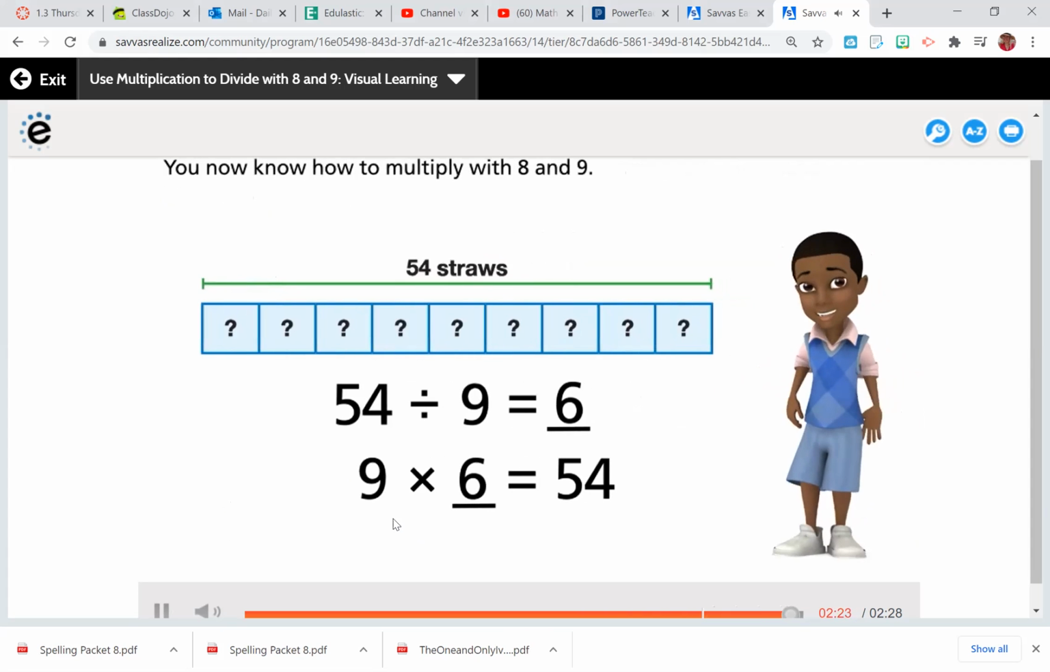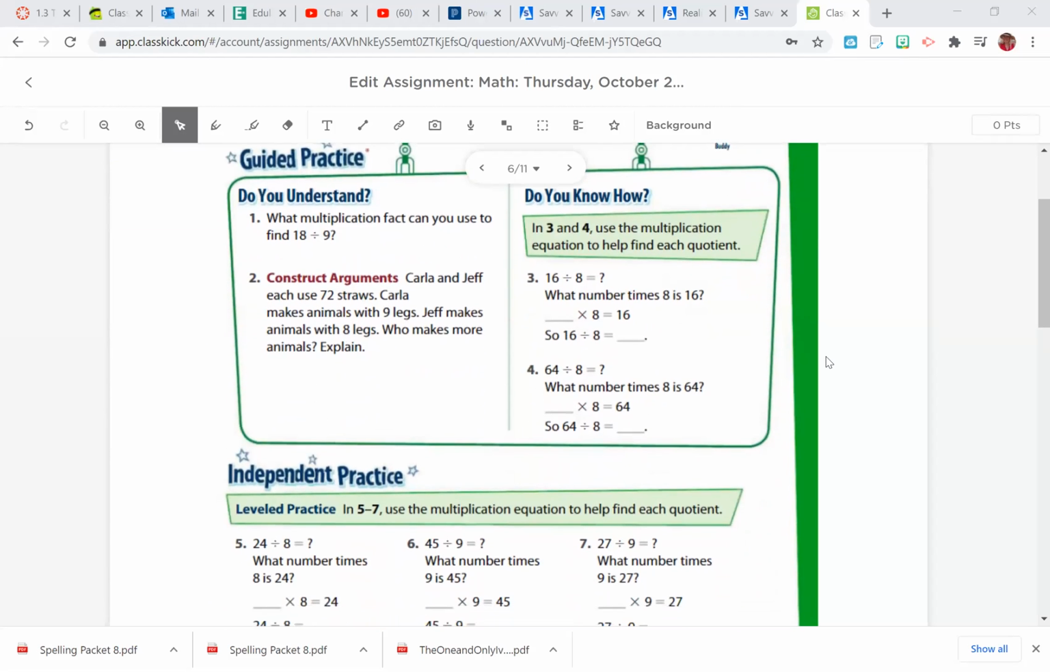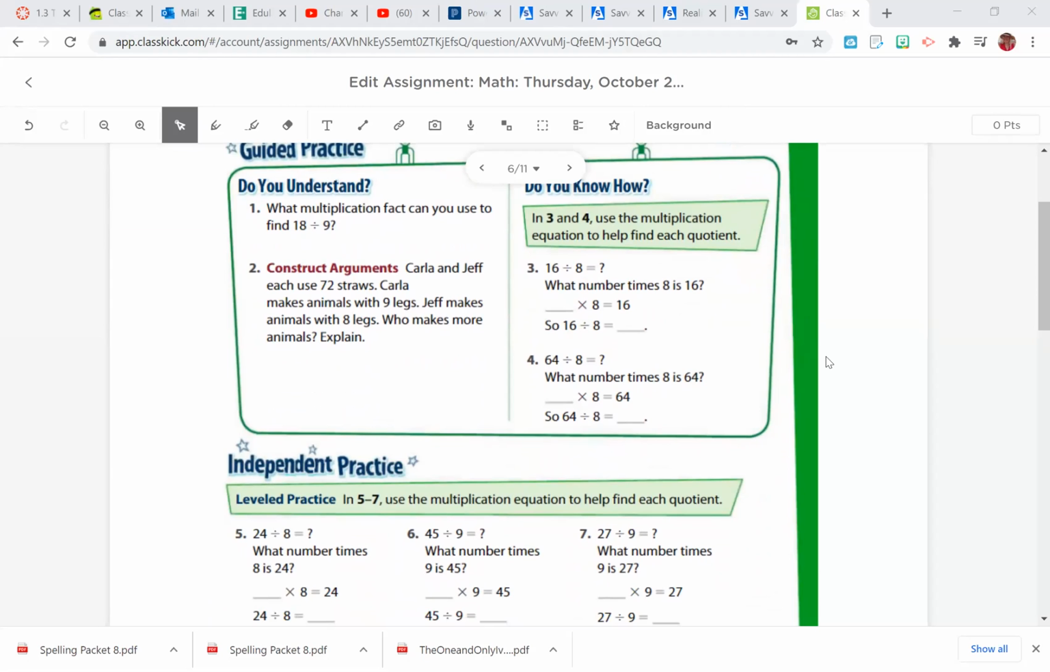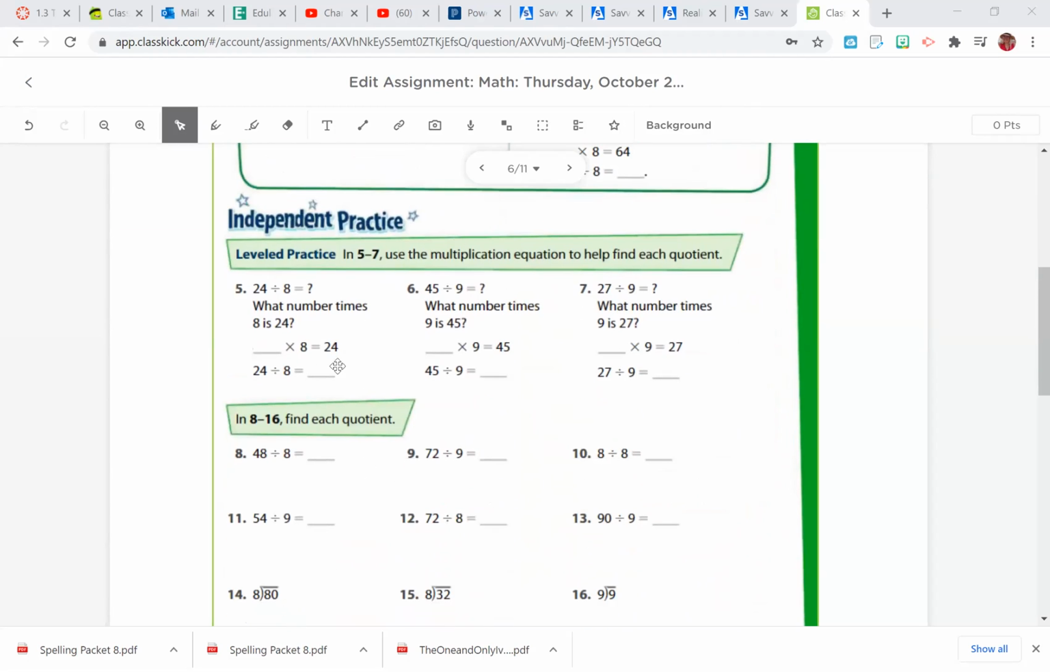You now know how to multiply with 8 and 9. On your practice today, you're going to be practicing dividing by 8 and 9. Now let's start with the guided practice, and then you'll complete the independent practice on your own.